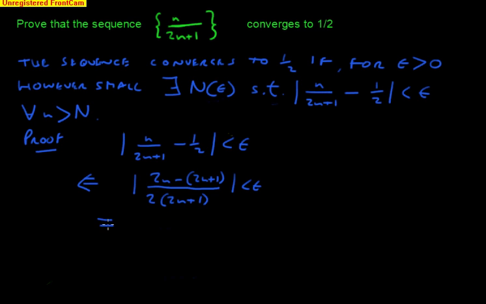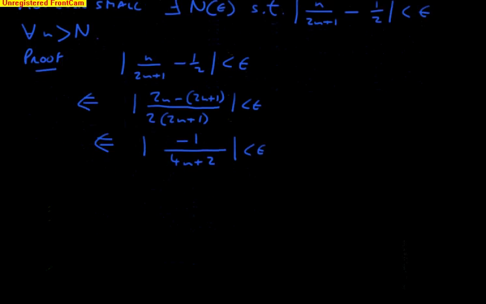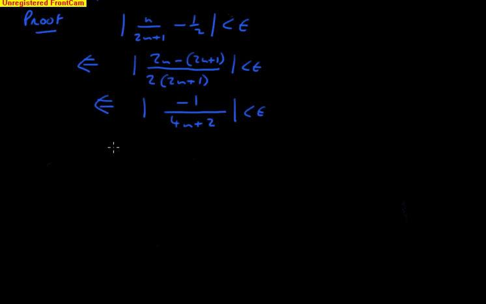And which it is, provided that. Here we get 2n, take away 2n, which is nothing, and then we get negative 1 on the top, divided by, I'll expand this out, 4n plus 2, is less than epsilon. I think I'm going to drop the absolute value signs now. That's true, provided that, because the absolute value of negative 1 is 1, so I get 1 over 4n plus 2 is less than epsilon.